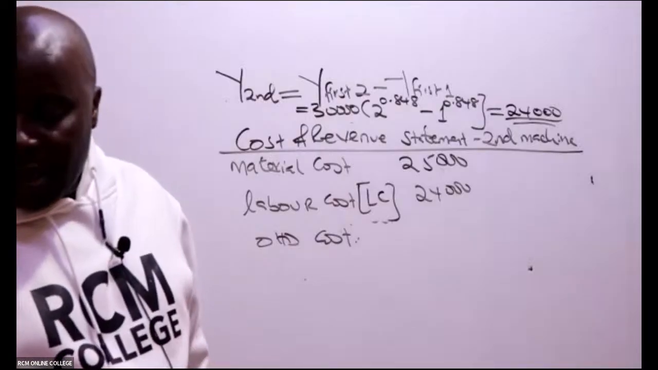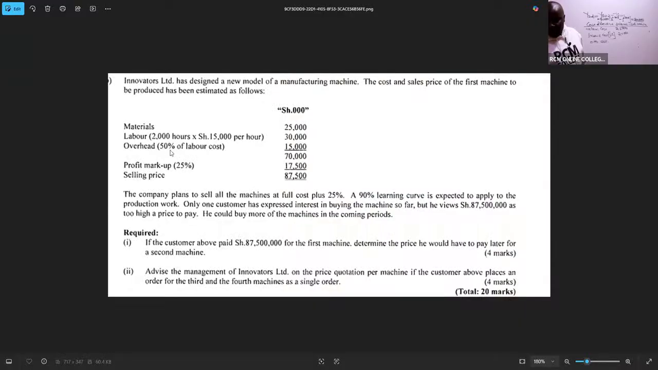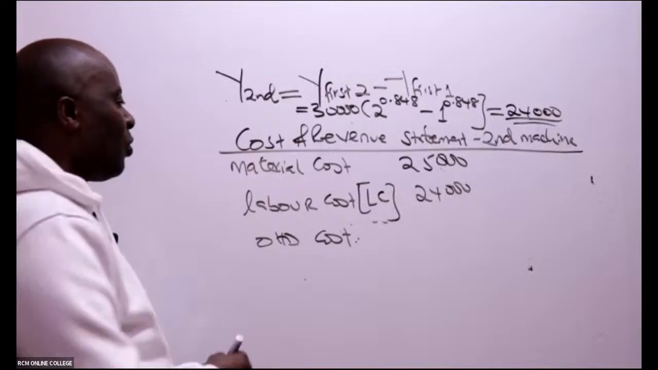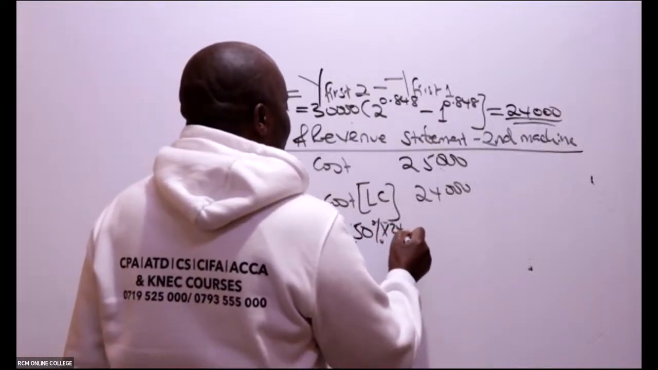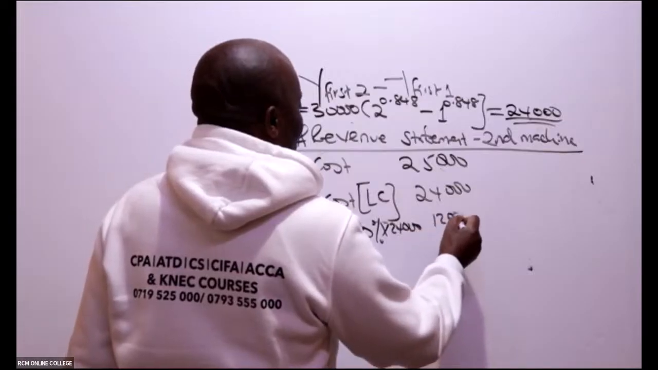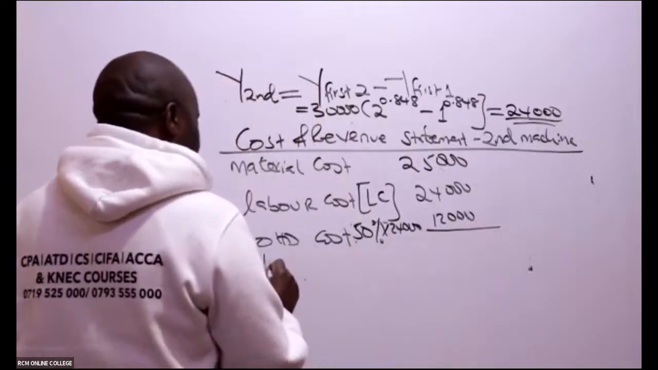So what have they told us about overhead cost? Overhead cost, they'll always tell you the way of absorbing them. Overheads are common. They've given a criteria here: it's 50% of labor cost. So in this case, overheads will be 50% of 24,000, which gives us 12,000. So that gives us total cost.